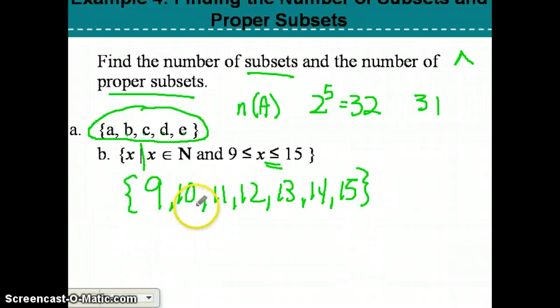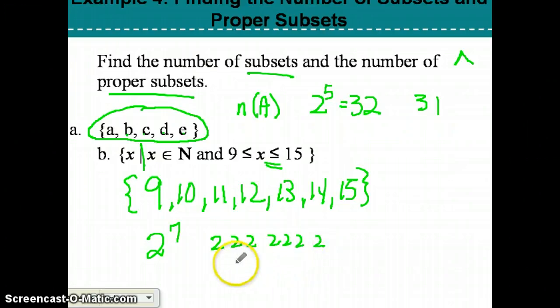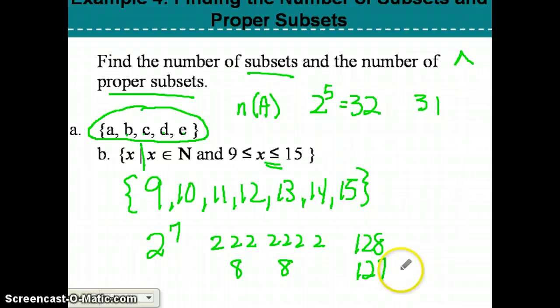Now, count. What are the number of elements? Well, let's see. 1, 2, 3, 4, 5, 6, 7. So, the question is, what is 2 to the 7th? Good question. 2, 2, 2, 2, 2, 2, 2. Well, I know that that's 8, and that's 8. 8 times 8 is 64, and 64 times 2 is 128. So that's the number of subsets. Can you tell me the number of proper subsets? One less than that is 127.